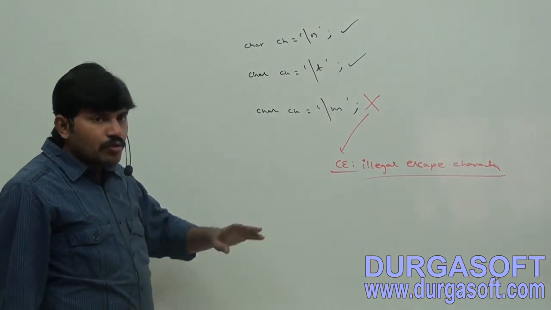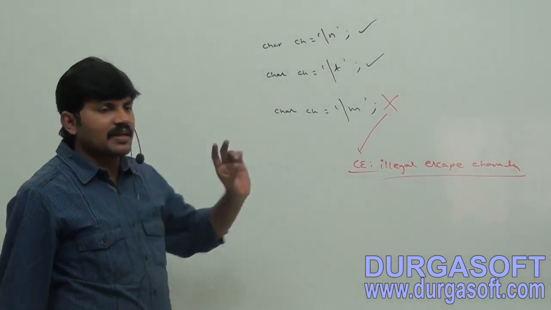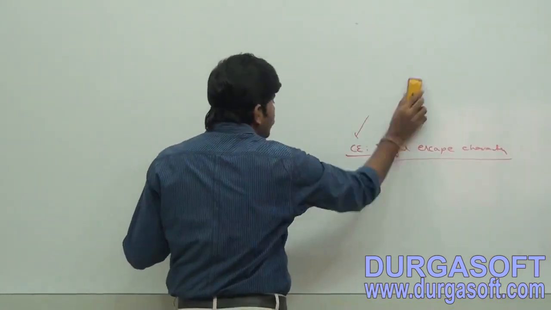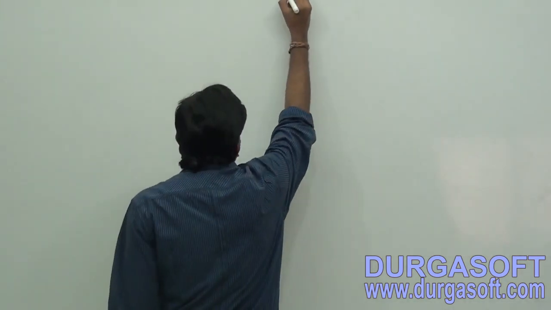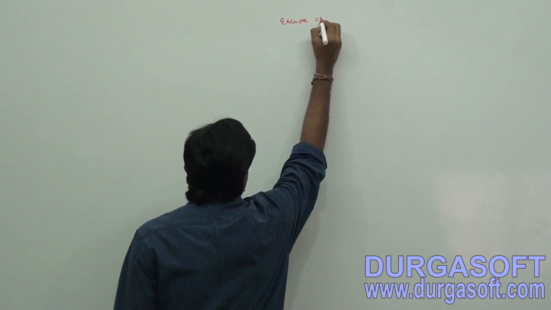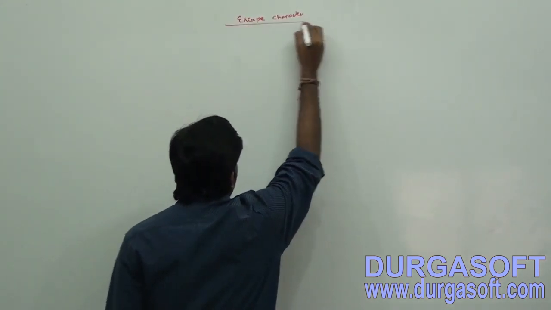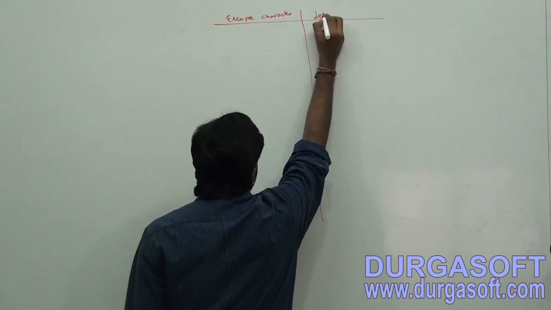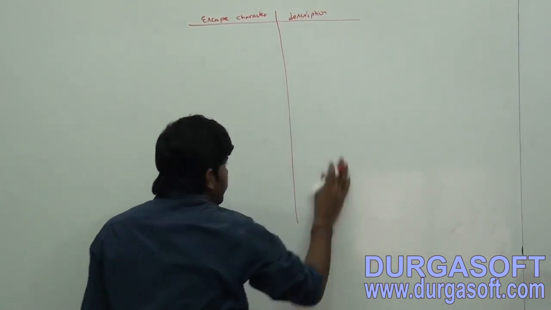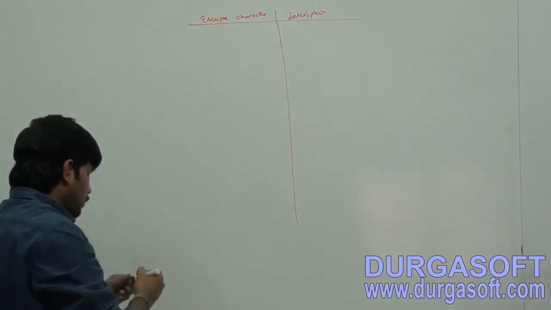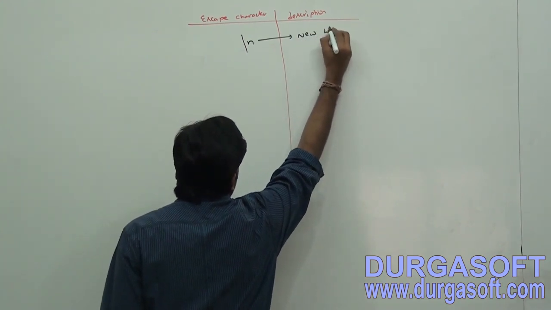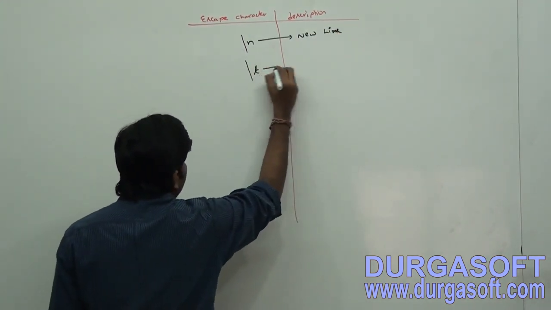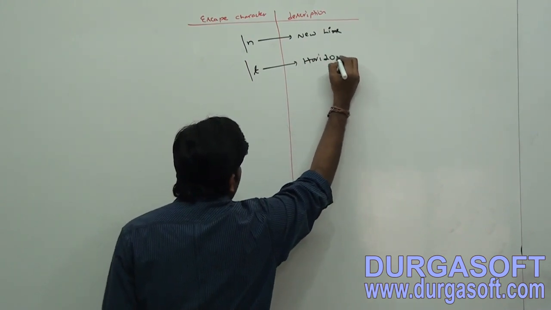Okay. Sir, compulsory you people should be aware of total how many escape characters are there in Java and what are the various ones. So in Java, how many escape characters are there? 8 escape characters are there. Sir, escape character and description. Now here just observe, very simple. \n means what? New line. \t means what? Horizontal tab.